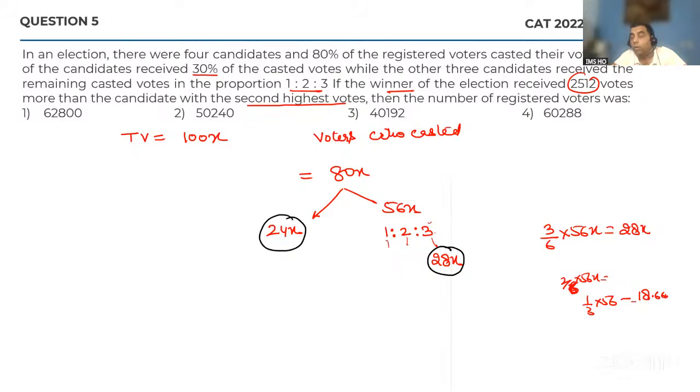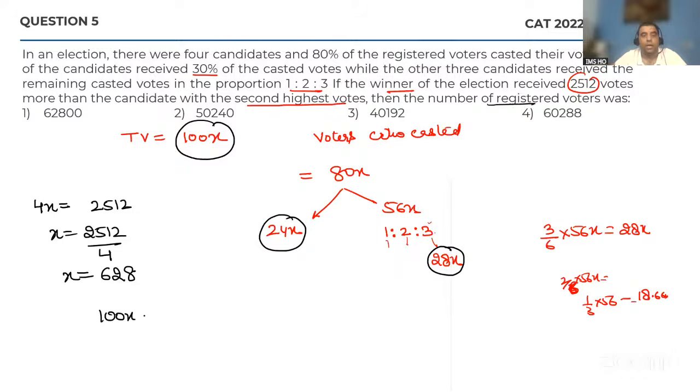Now from here, I can say one of them has got 28x, who is the winner, while the second highest person has got 24x. Their gap, 4x, is given as 2512. If 4x is 2512, then x will be 2512 upon 4, which comes out to be 628: 4 6s are 24, 4 2s are 8, 4 8s are 32. This is the value of x. The question says, how many registered voters, total voters, are there, which is equal to 100x, which is 62800, and hence that is my answer. Please look at this.